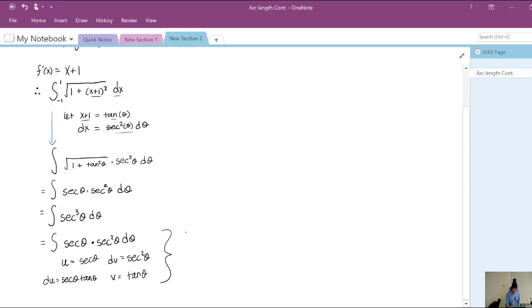So altogether, that leaves us with uv minus the integral of what? v du. And let's see, that, secant squared tangent.